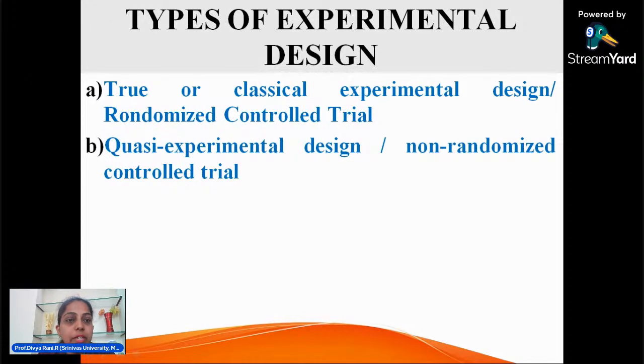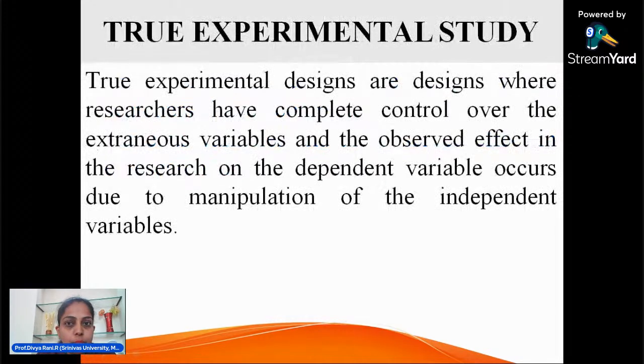In experimental itself, there are two further categories. One is classical experimental design, and the other is quasi-experimental. Classical is also called randomized control design. Quasi is also called non-randomized control design. We'll see in detail. Next slide.